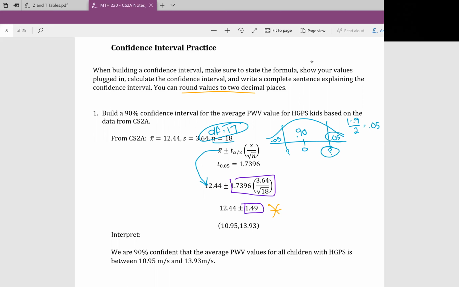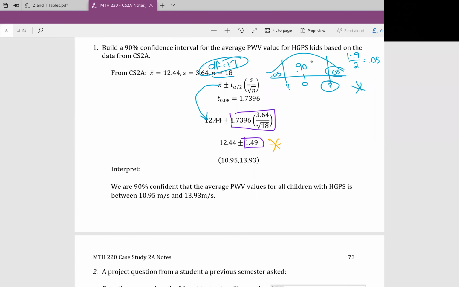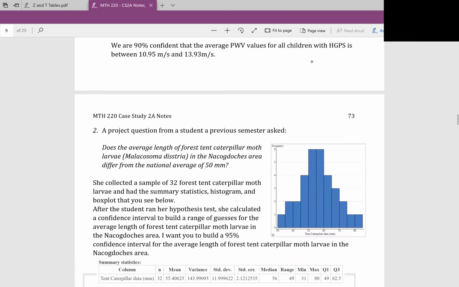Okay, so we're using an old idea that we should already be comfortable with, confidence intervals, and we're just incorporating this new idea of, well, how do I find that table value on my T-chart? Okay, let's look at a new question.